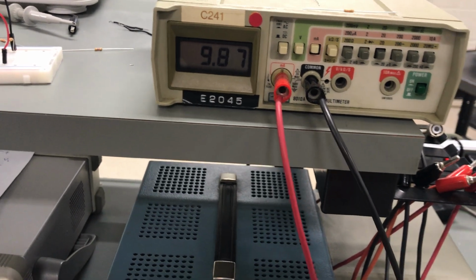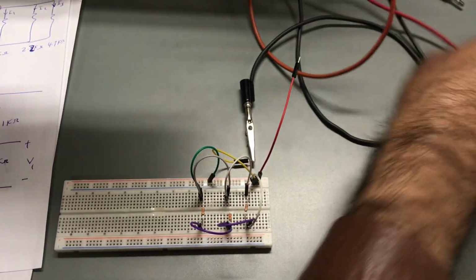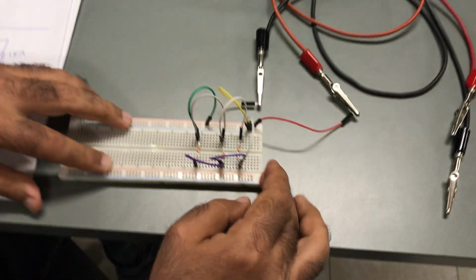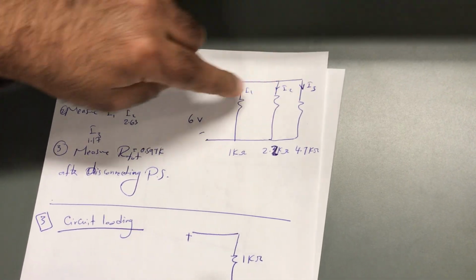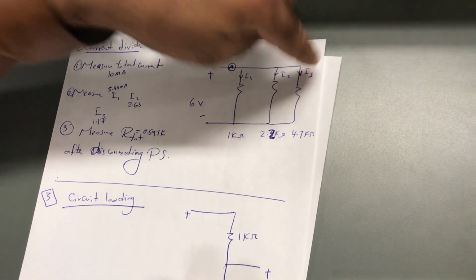Now, the next step is I will return this guy back. And then I would like to measure which current. Here, I would like to measure the current in this guy, this guy, and this guy. So I will disconnect or cut this, this, and this, and put a meter, a meter, a meter.